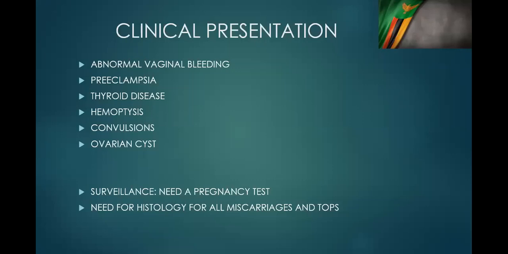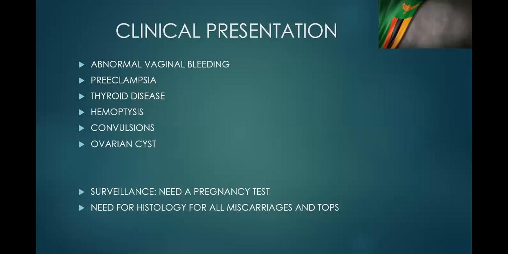You can have thyroid disease because the beta HCG that is produced by the molar tissue is similar in structure to thyroid hormone. It's similar in structure to luteinizing hormone, and so on. It's similar in structure to the other hormones produced in the anterior pituitary gland.